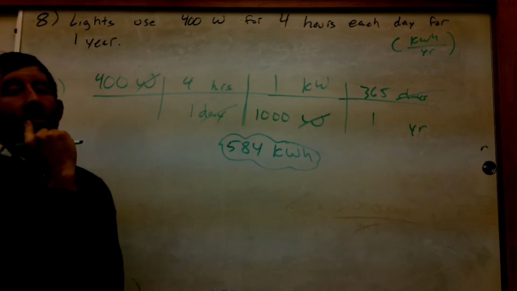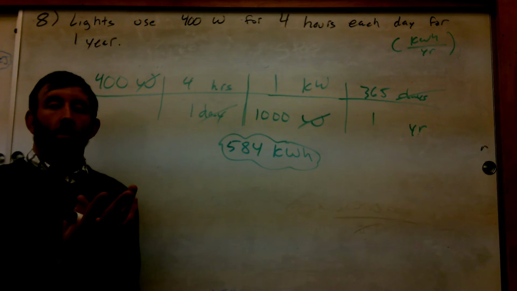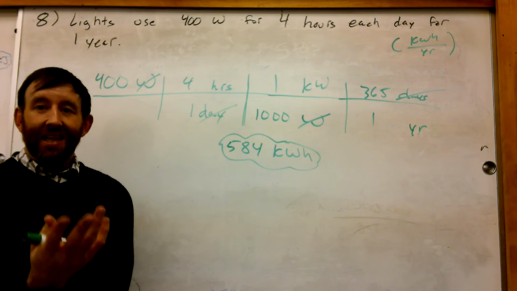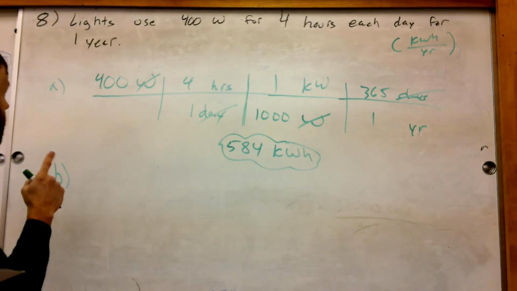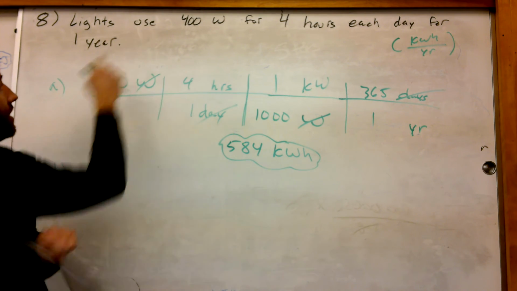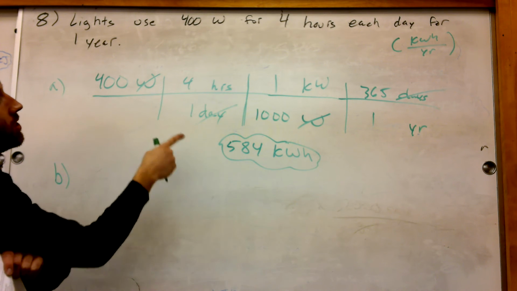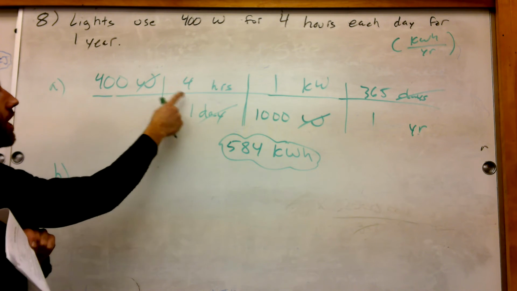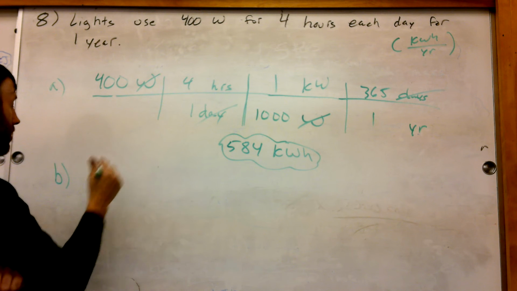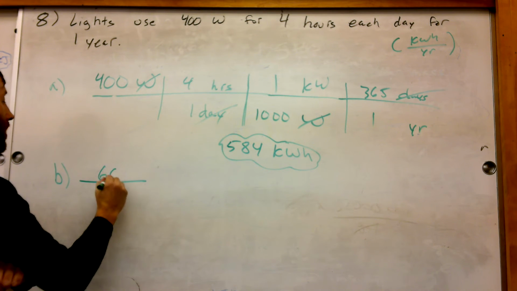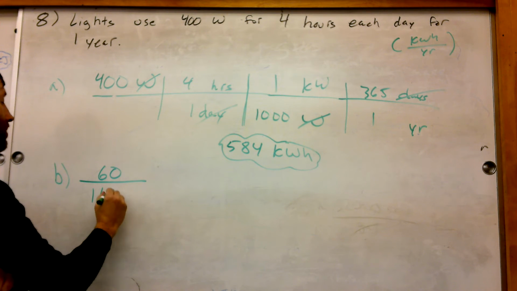So what we want to do is figure out what fraction of our total energy that is. In the case of number 8 here, we're going to say 60 watts per night. And how much are we using in a day? 400 times 4, so 1,600 watts. So 60 watts over 1,600 watts.